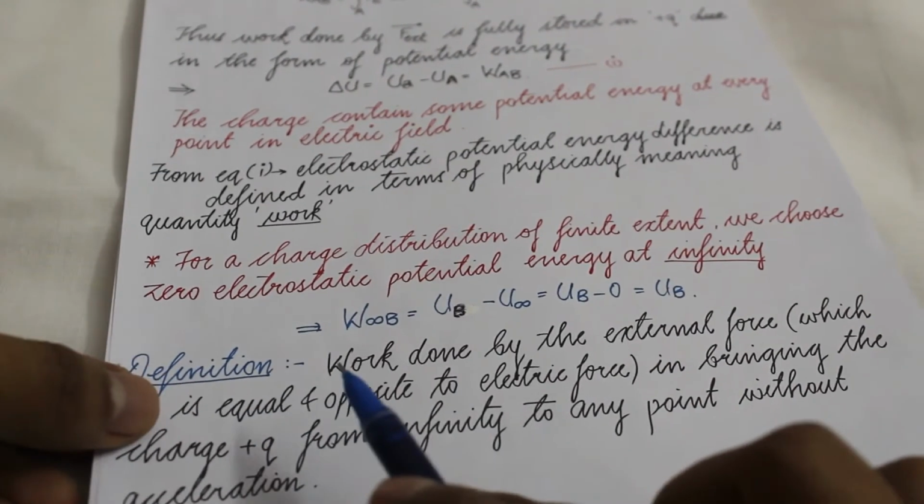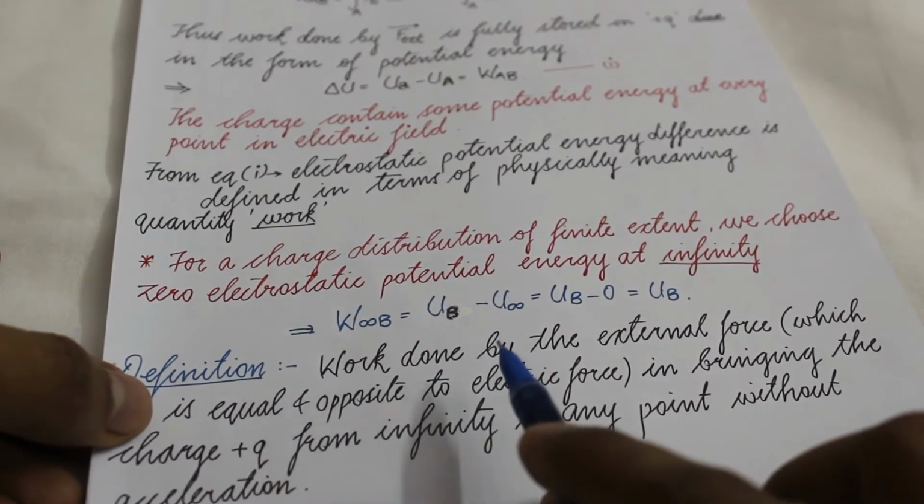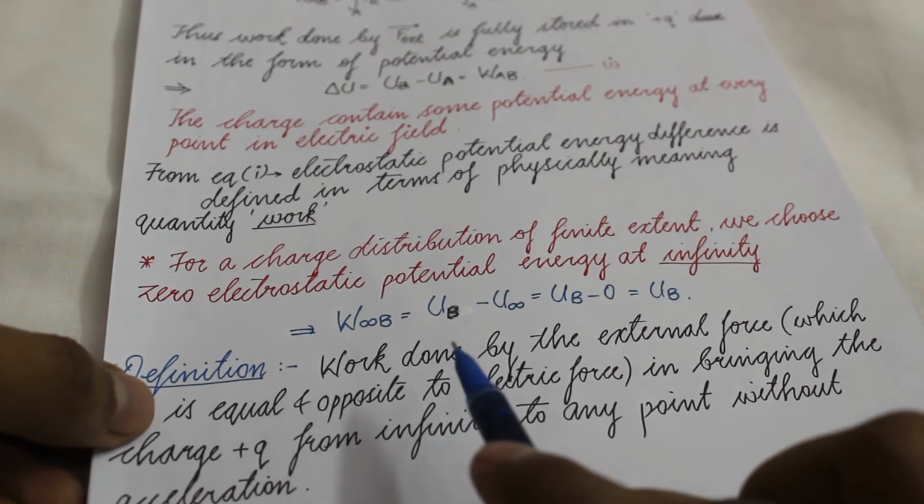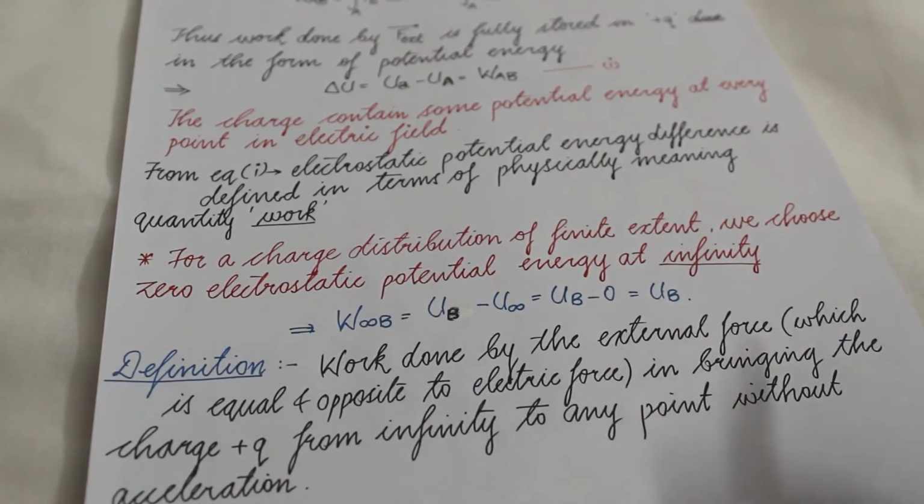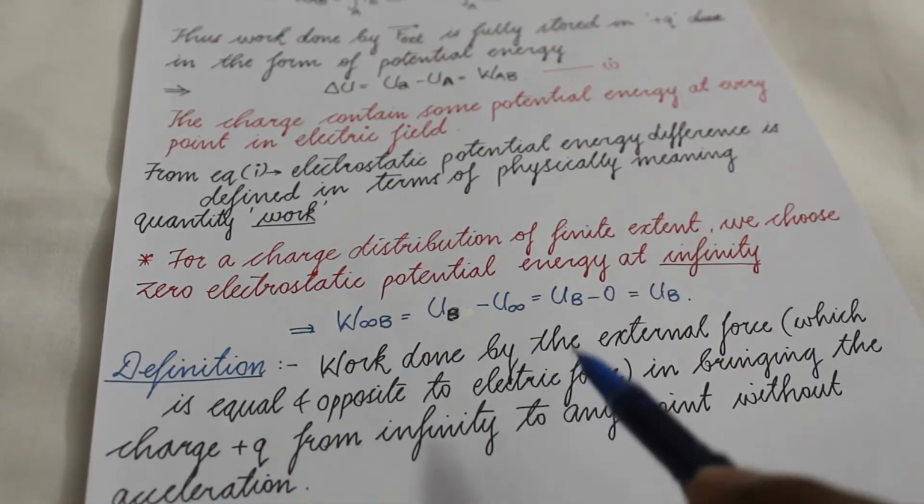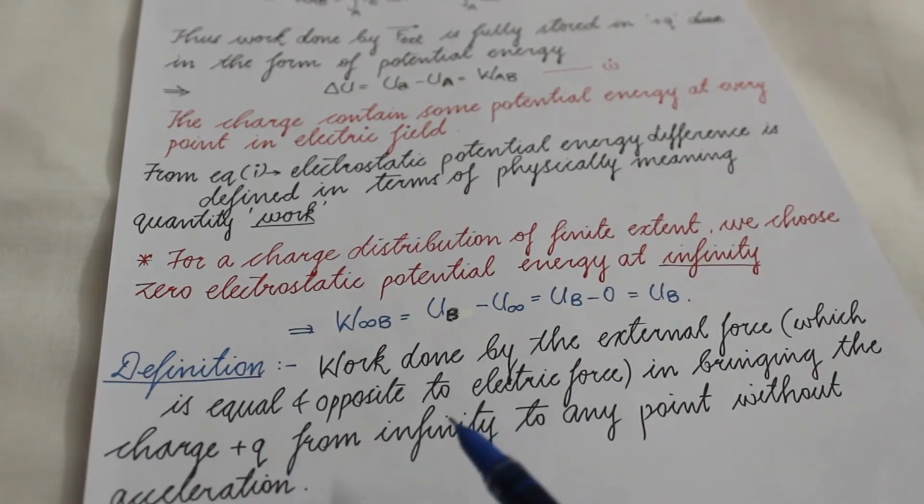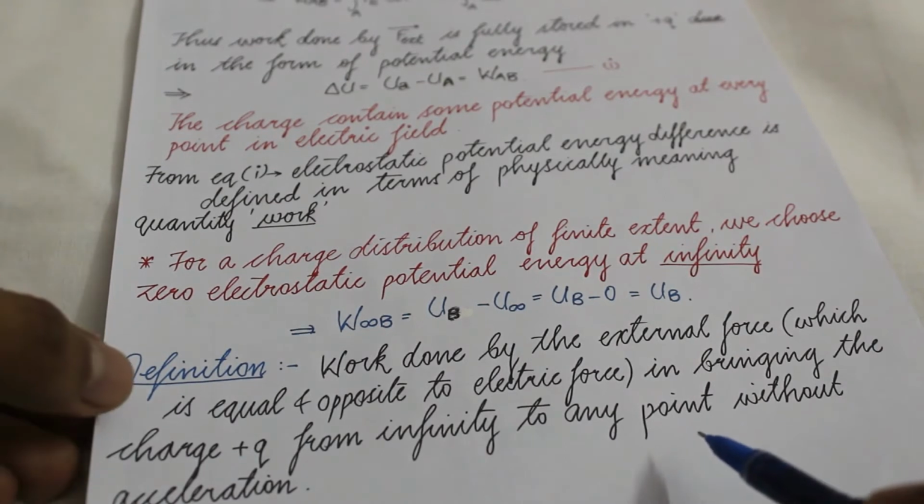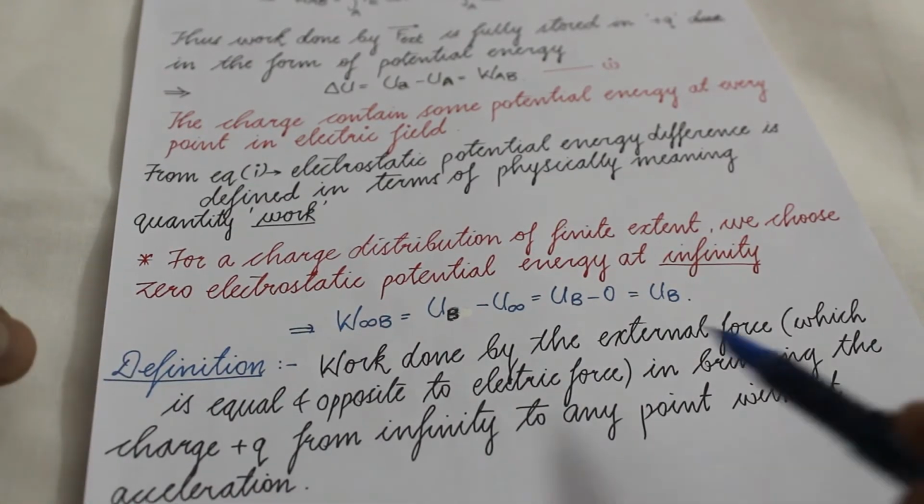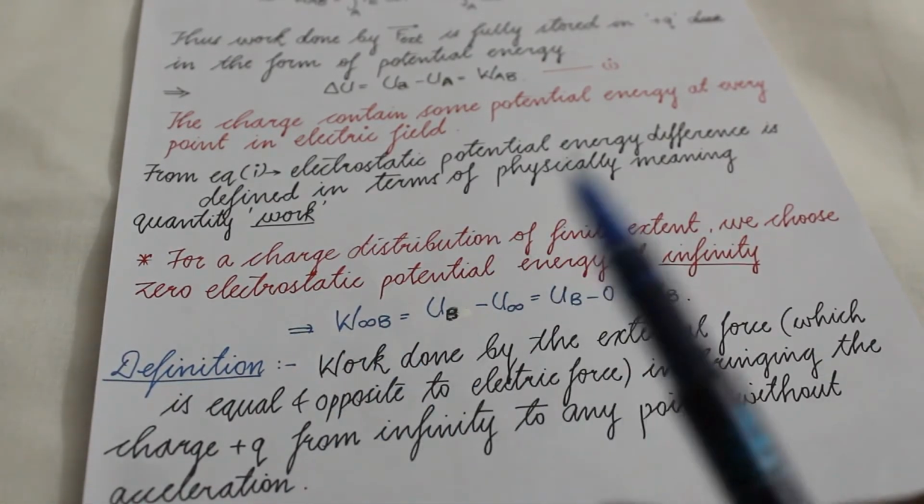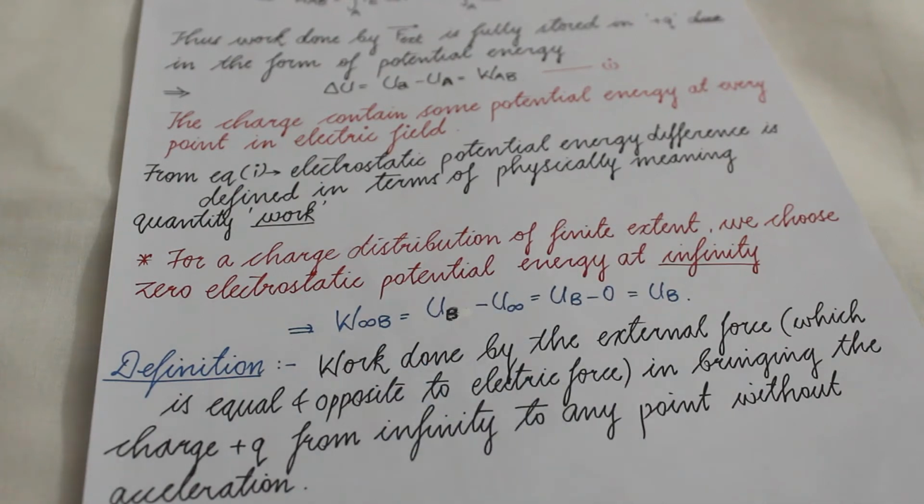Now coming to the definition of electrostatic potential energy, it is equal to the work done by the external force, which is equal and opposite to the electric force, in bringing the charge plus Q from infinity to any point in the electric field without acceleration. Without acceleration means the net external force applied on the plus Q charge must be equal to the electric force.